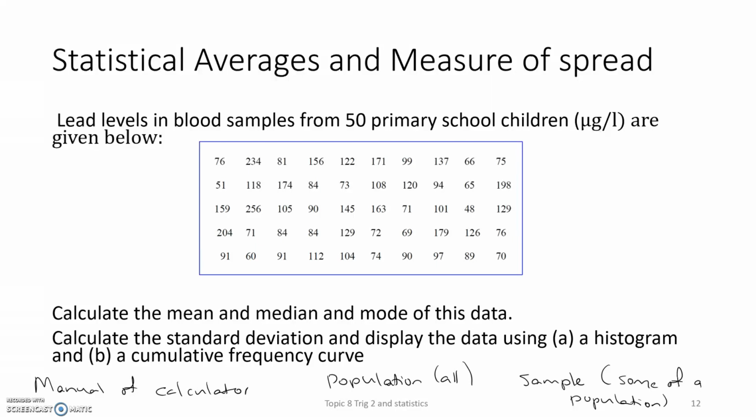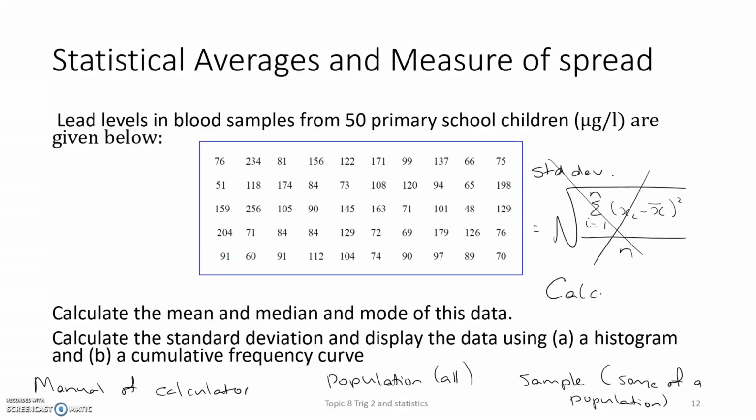If you look in any textbook, you'll see that the standard deviation is a really nasty formula. It's equal to the square root of the sum from i equals 1 to n of (xi minus x bar) squared, where x bar is the mean, divided by n. We're not going to do that. We're going to let the calculator do that, so don't be tempted to do it by hand. The textbook has all the formulas.